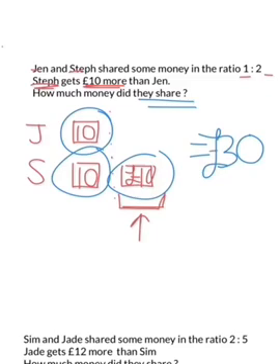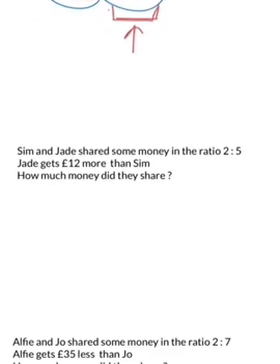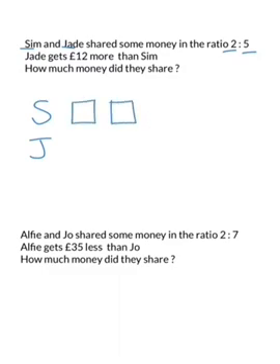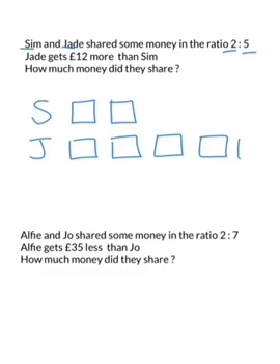Going to do another example now, just a little bit harder. So it's a nice easy one to start you off with. And let's start again. So this time we're told that Sim and Jade share some money in the ratio 2 to 5 this time. So I'm going to do the same method, Sim and Jade. So 2 for Sim, so I'm going to do 2 boxes, and 5 for Jade, 1, 2, 3, 4, 5.